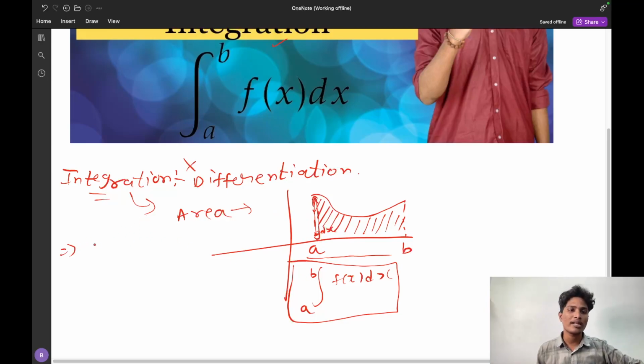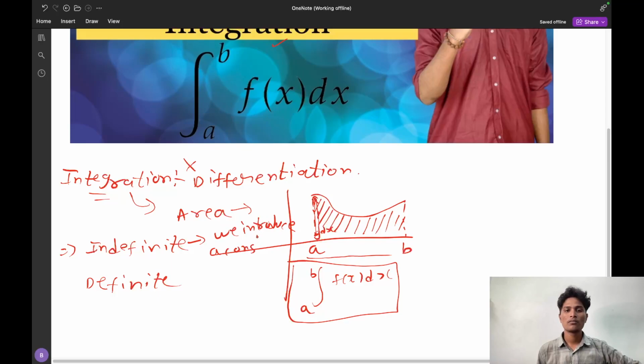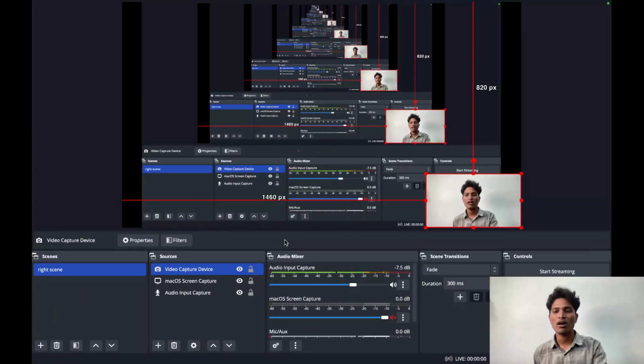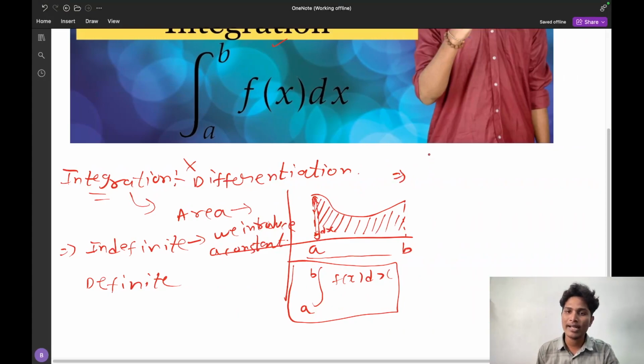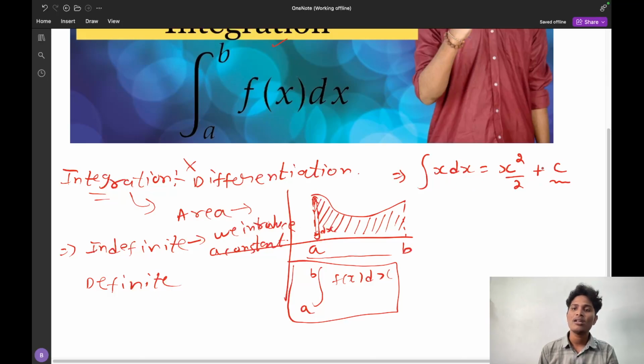And one more thing I want to say, that is, what is the difference between indefinite and definite? The difference is, in indefinite integration, we introduce a constant after solving. Suppose this is an example, I will explain how the integration will be performed. Suppose integration of x dx. The integration is x square by 2 plus c. Why am I introducing here c? Because when I perform integration, the constant can be anything.